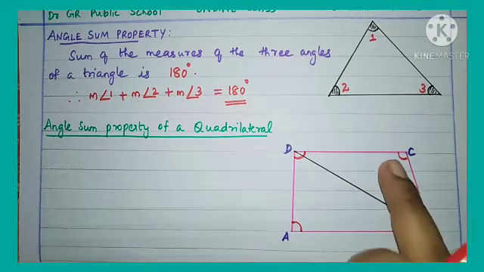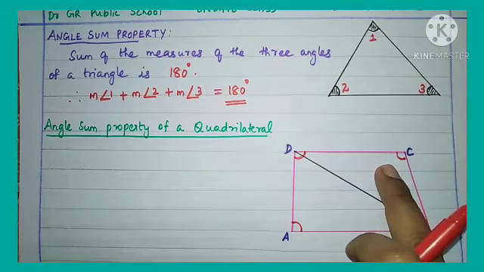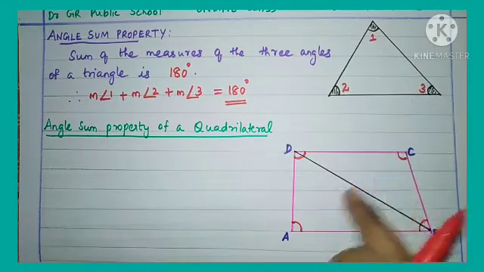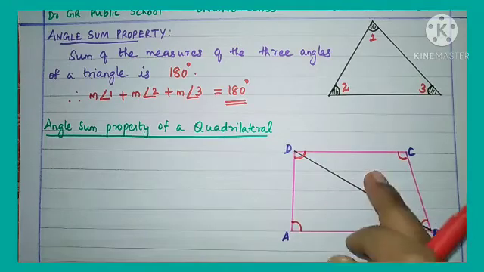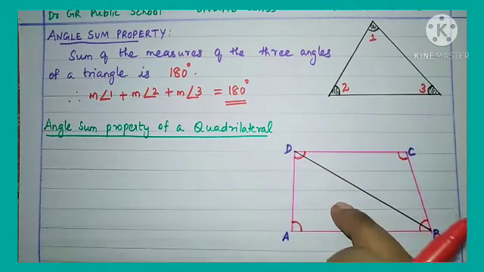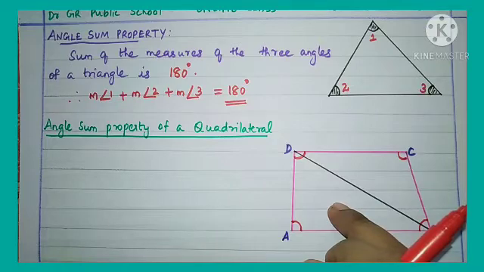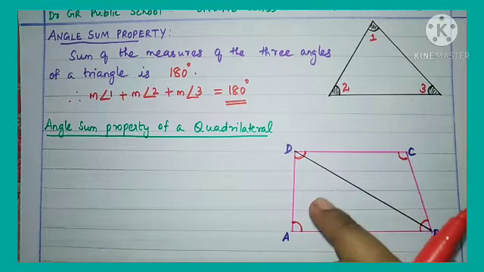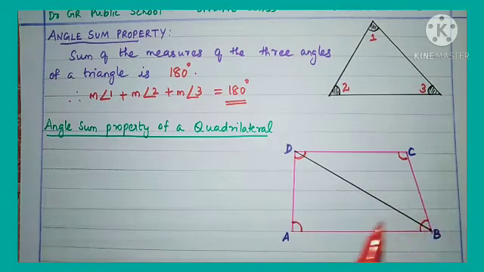And what is the total angle measure of this triangle? That is also 180 degrees. So we can add the total angles of the two triangles to get the total angle measure of this quadrilateral. Let us see how we are finding the measure of this quadrilateral.